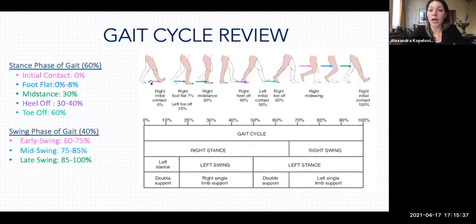That's when the heel just contacts the ground. Foot flat, when the entire plantar surface of the foot contacts the ground. Mid stance is when the femur is oriented vertically over the tibia. Heel off, of course, is when the heel leaves the ground, and toe off is when the toe leaves the ground. Swing phase is also further subdivided into early swing, mid swing, and late swing, but we won't be covering too much of the swing phases of gait for today's presentation.